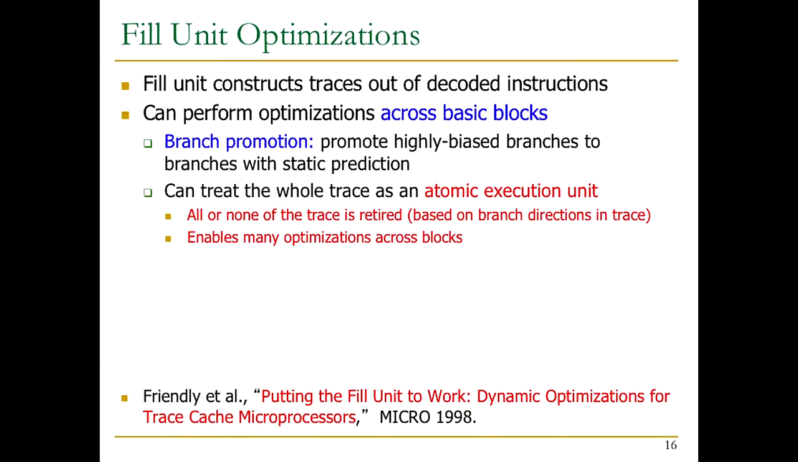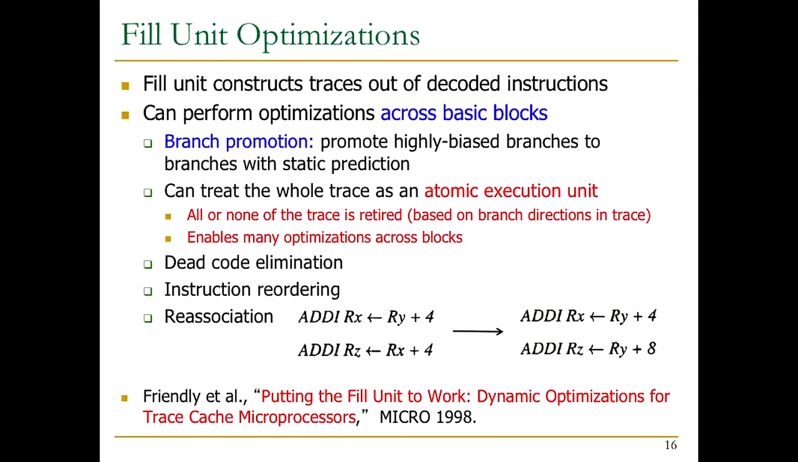If those branches go the wrong way, meaning not the way that I assume the trace is constructed, then I'm going to go back to the beginning of the trace and maybe execute in some other way. Some other way meaning maybe I execute it sequentially. I go back to the instruction cache and fetch every instruction one by one, as opposed to going through this trace, because this trace is optimized for this particular path. Make sense? So that's the beauty of this.